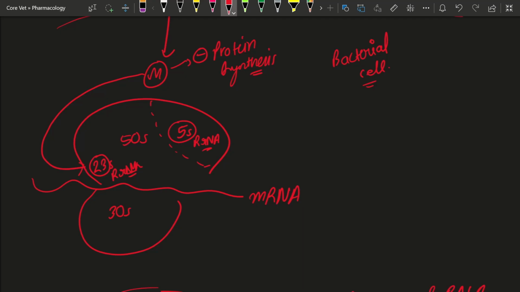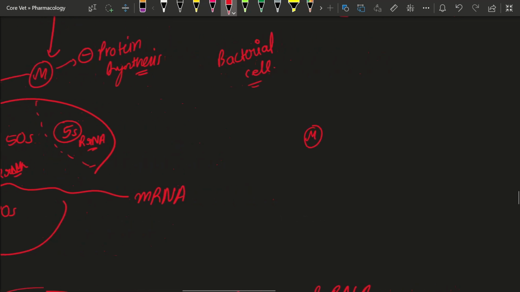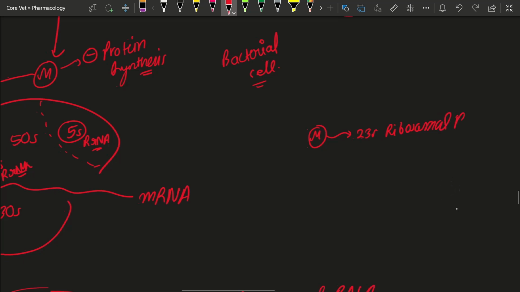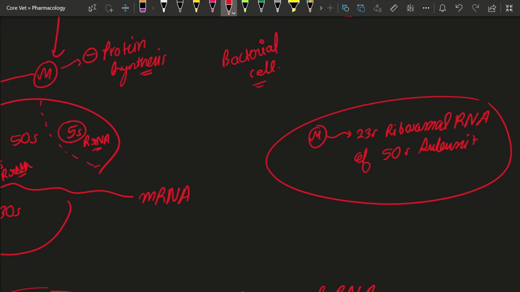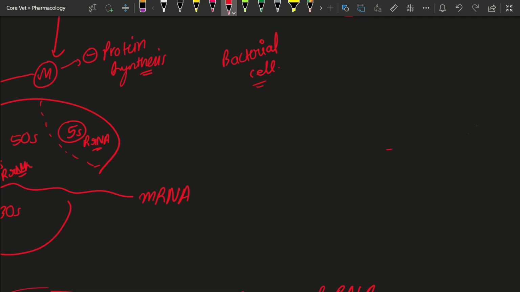It is going to attach at the 23S ribosomal RNA of the 50S subunit. Okay, so the macrolide is going to attach where? At the 23S ribosomal RNA of the 50S subunit. Okay, so that's the site of attachment for the macrolides. I hope this particular thing is clear, where the macrolide is going to attach.